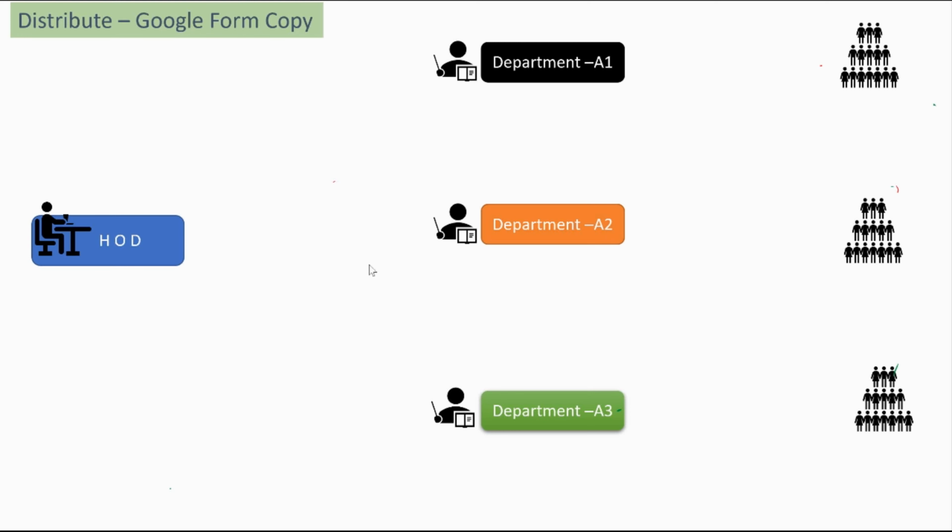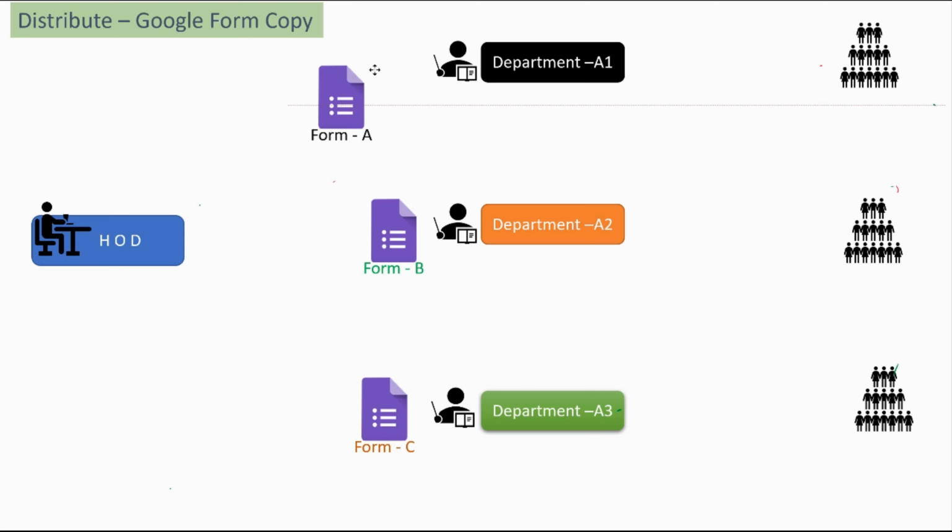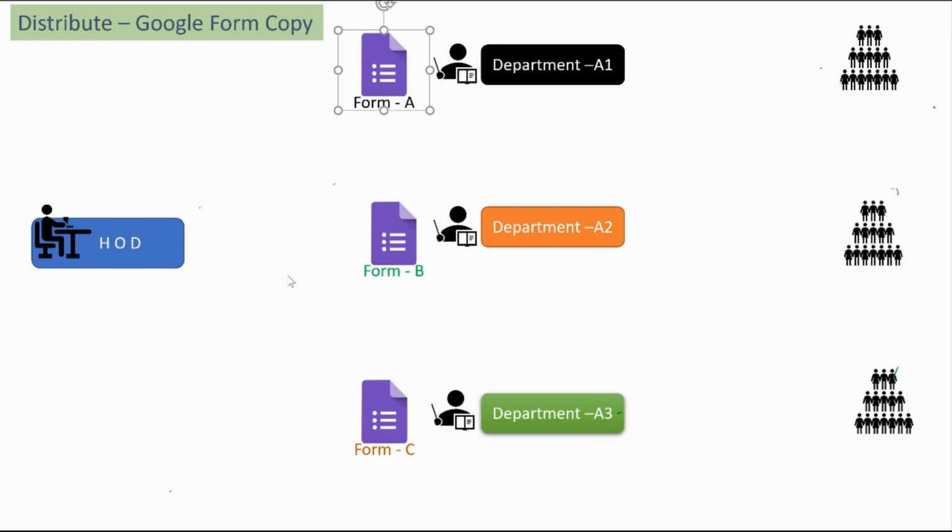For the explanation purpose, I am just taking the structure of a school as an example. As you know, the head of the department is the prime person who has to decide the set of question paper for the exam. Here, this HOD created a set of questions in the Google form, and a copy of the form is distributed to the departments. Here we have Department A, Department B, A1, A2 and A3. So the copy of the question paper reached three departments.